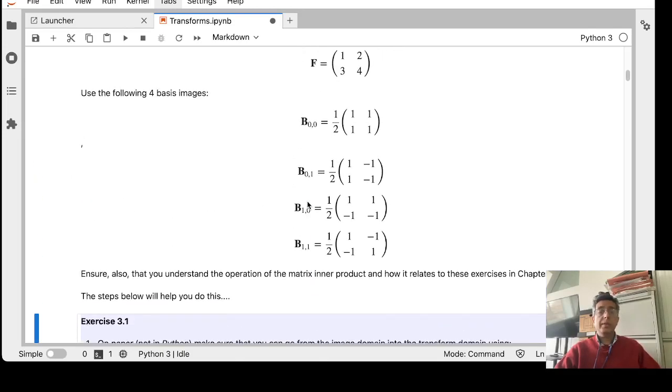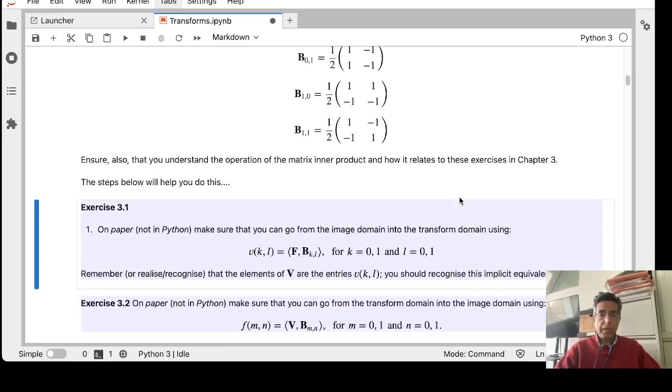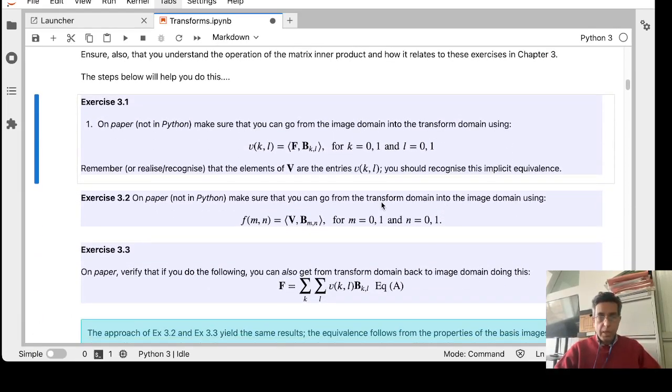And until you get that, and work through that and make sure you know how to get the right result, I would not be confident in going any further with this practical. So make sure you do this exercise first and you're happy with it. Also make sure you can confirm you can go backwards using exercise 3.2, and also make sure that you can interpret this equation whereby you're blending these basis images with a proportion determined by these scalar values here of transform space.